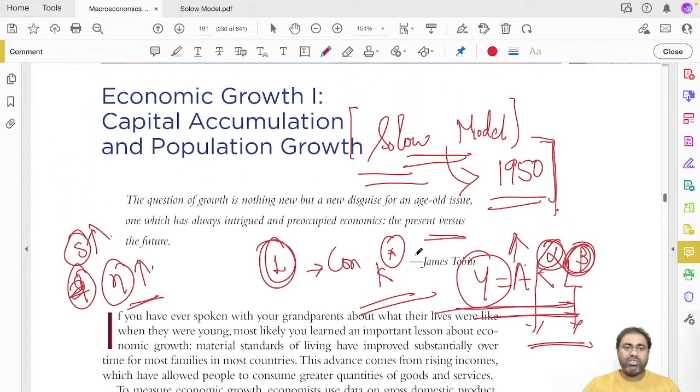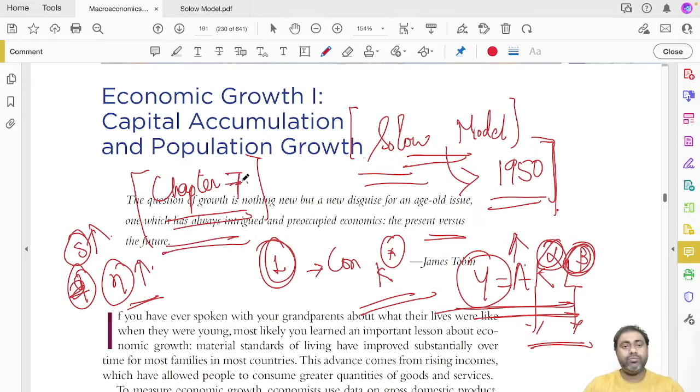Okay, so for discussion we are referring to the book by Gregory Mankiw, chapter 7. Among all the many books which we have referred to for this particular topic, we felt that chapter 7 of Gregory Mankiw's Macroeconomics is the most suitable. Even if you want to read about the Solow model, we will recommend chapter 7.